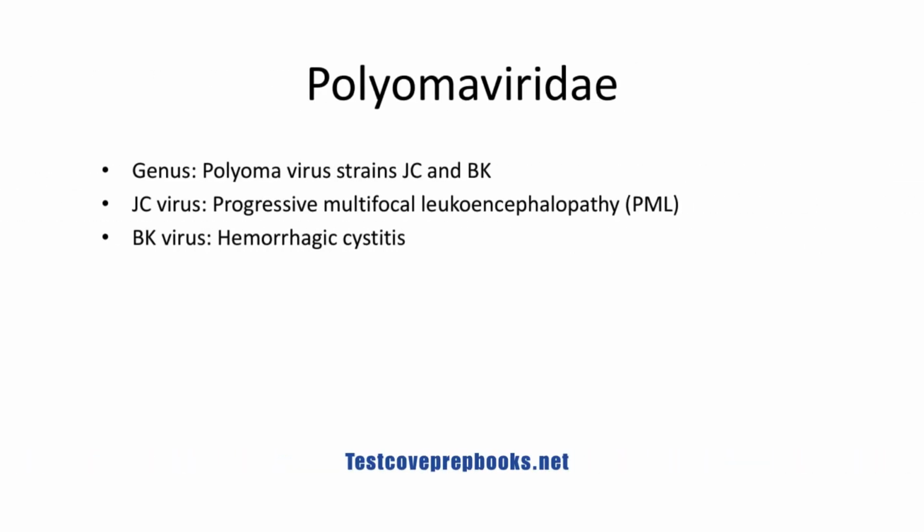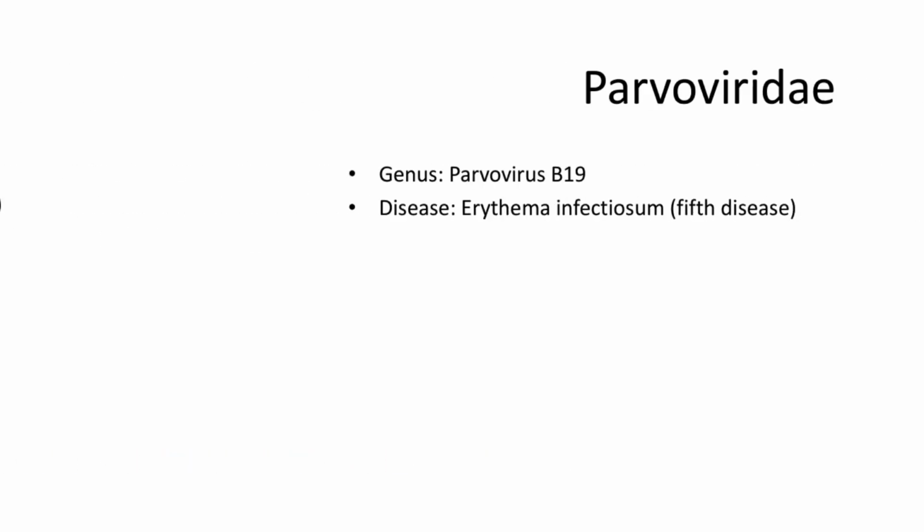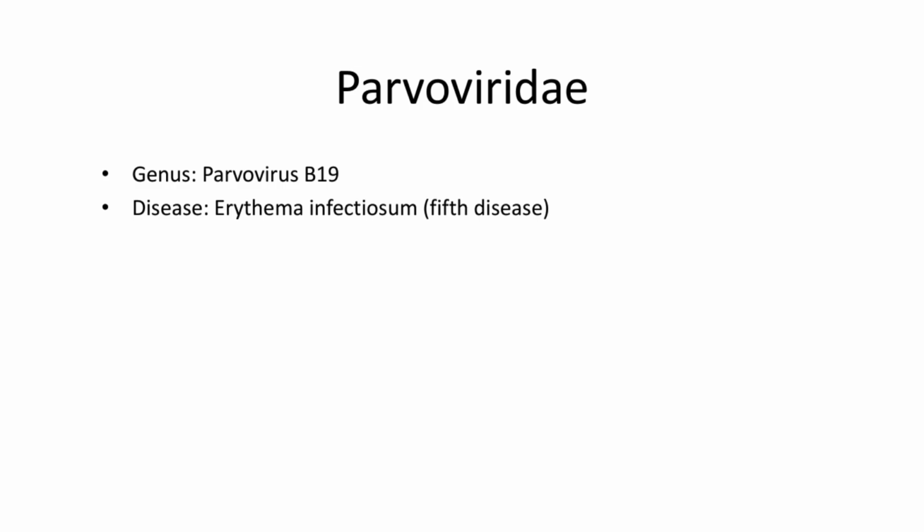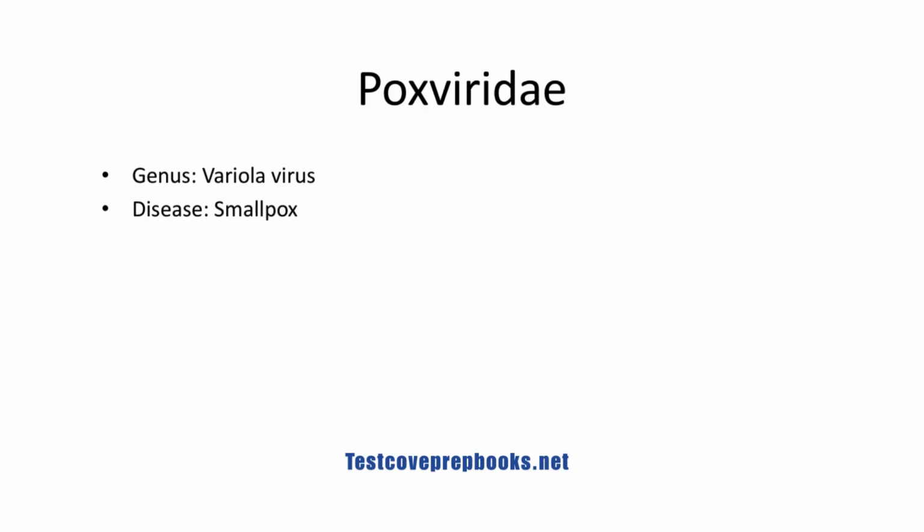Polyomaviridae includes the JC and BK virus strains. JC virus causes progressive multifocal leukoencephalopathy, or PML, while BK virus causes hemorrhagic cystitis. Parvoviridae includes parvovirus B19, the cause of erythema infectiosum, also known as 5th disease. Finally, Poxviridae includes the variola virus, which caused smallpox, one of the most devastating diseases in human history before eradication.